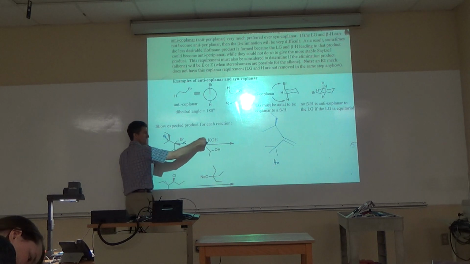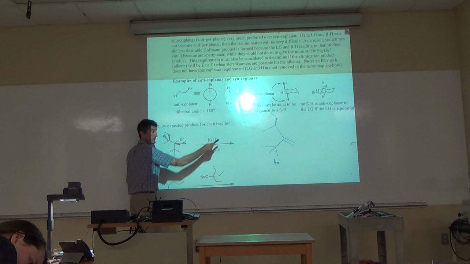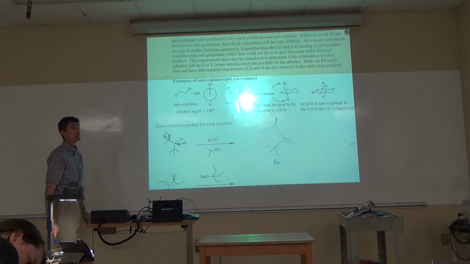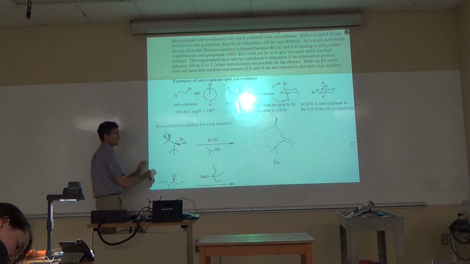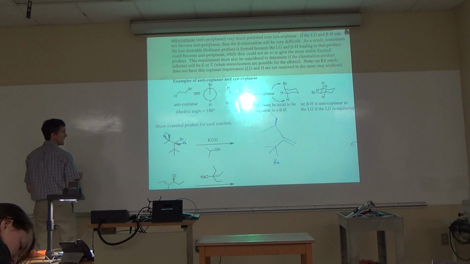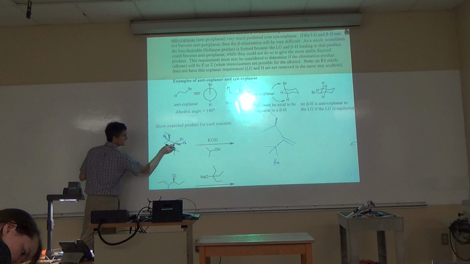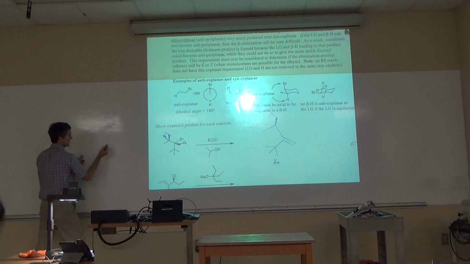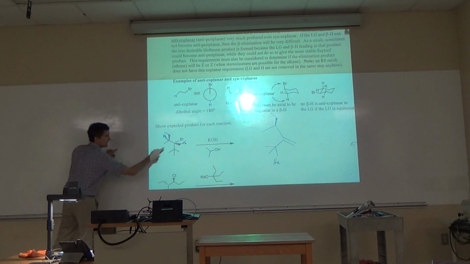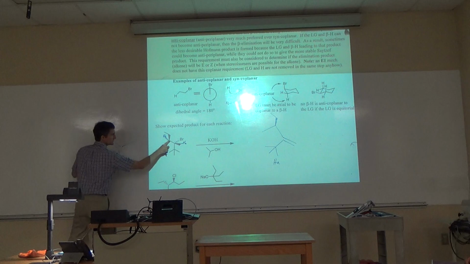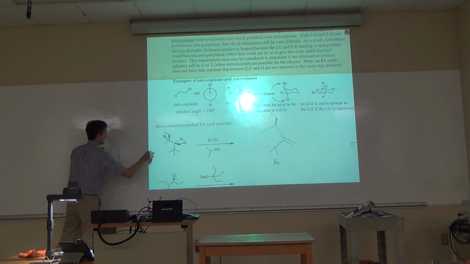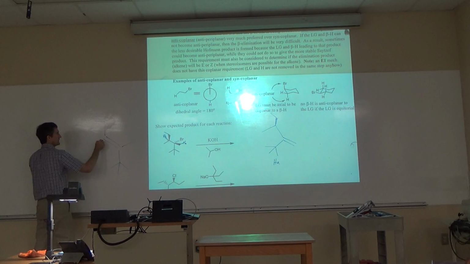If we were using a highly sterically hindered base, that would be our product. We're not. We have a very small base. It's going to take HB and give us the Zaitsev product. We'll put the double bond between these two carbons. And so here, this carbon has a methyl and a tert-butyl. And this carbon has an ethyl and a methyl.